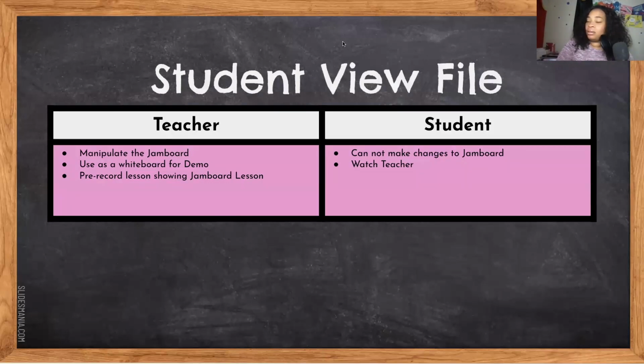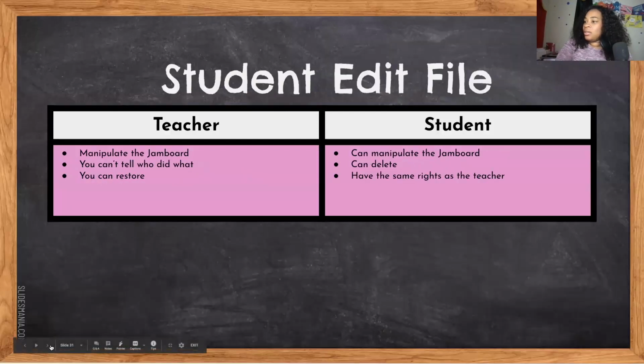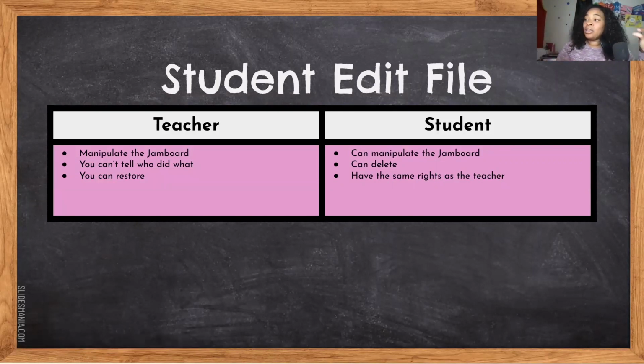Let's see. If I want the student to edit the file, what happens here? When I share students to edit, that means the teacher, you can manipulate the Jamboard, and so can the students. We're all in there moving things around. I've created groups and I want the students to move things around. The students can delete. So it's very important to make sure the important things you want are your background, because they can't delete that. They have the same rights as the teacher for the most part, because it's a whiteboard, it's a collaboration board. So, that's the nature of this tool.